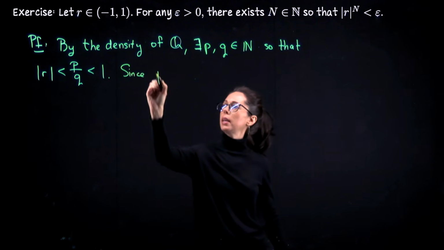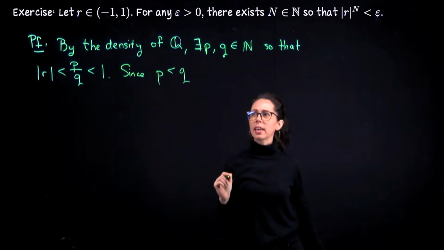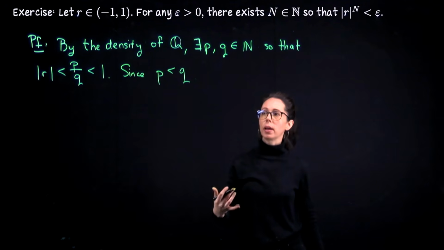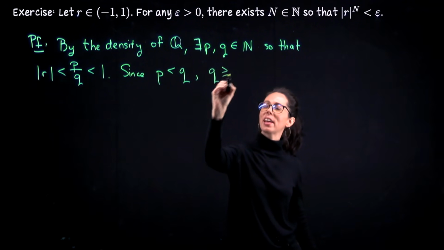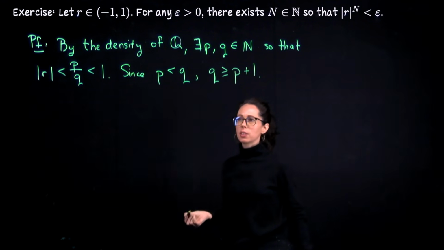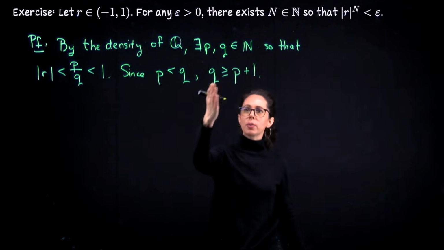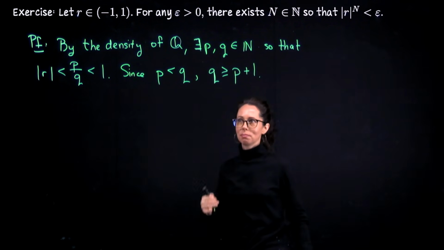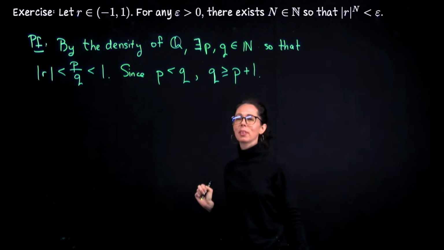So let me say how P and Q have to relate to each other. Since P is less than Q, our fraction here is less than 1, that means that Q is at least P plus 1. Q is greater than or equal to P plus 1. So we're working with integers here. So this could be like 3 and 5. So I know that Q is at least 4. The idea is integers are separated by 1 unit. All right. Now let's choose epsilon to be greater than 0.